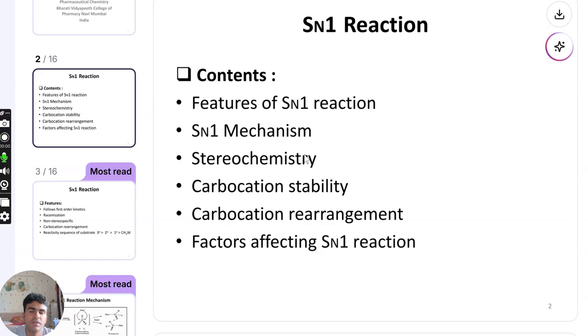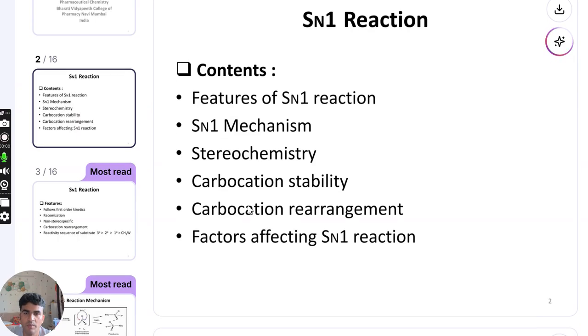So this is substitution. In the previous video, we had discussed the SN2 reaction. You can watch that video. So what is SN1? Substitution nucleophilic unimolecular. This comes from the molecularity of the reaction, that is unimolecular. And I want to tell you that this follows first order kinetics. So I'll come to these points.